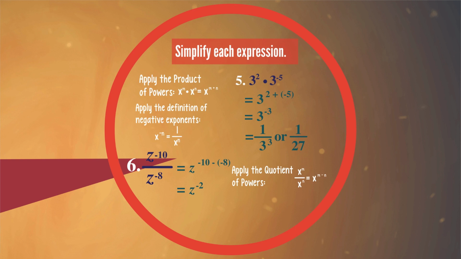Let's write it as a positive exponent. To do that, we will just apply the definition of negative exponents. And that's it. We got the answer, which is 1 over z squared.